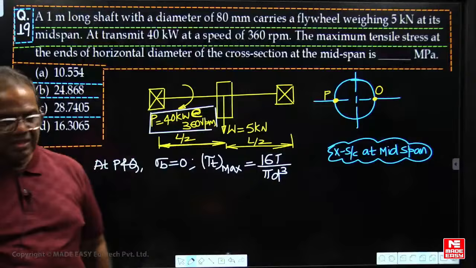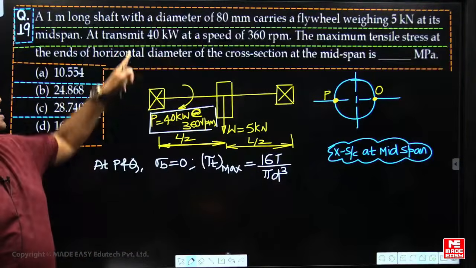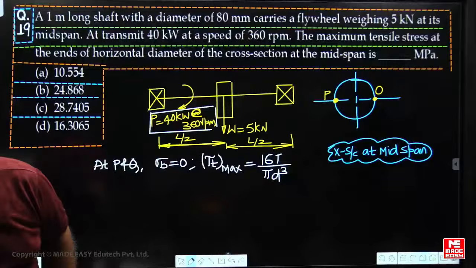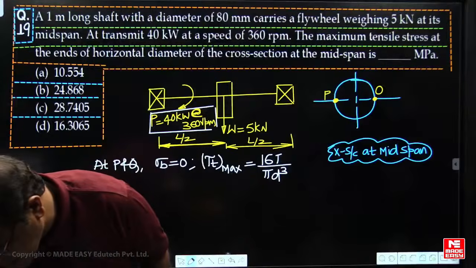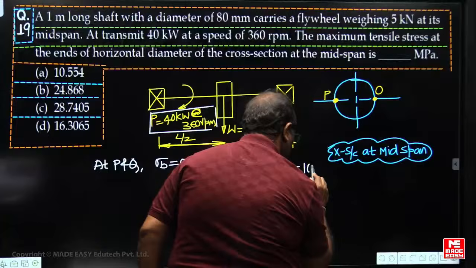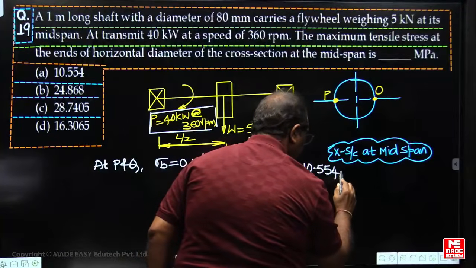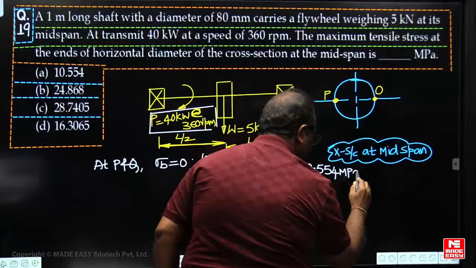So you can find out this value. How to find out the torque now? Power into 60 by 2 pi N. Torque is given, RPM is given. Now you are getting this value will be 10.54 megapascals.